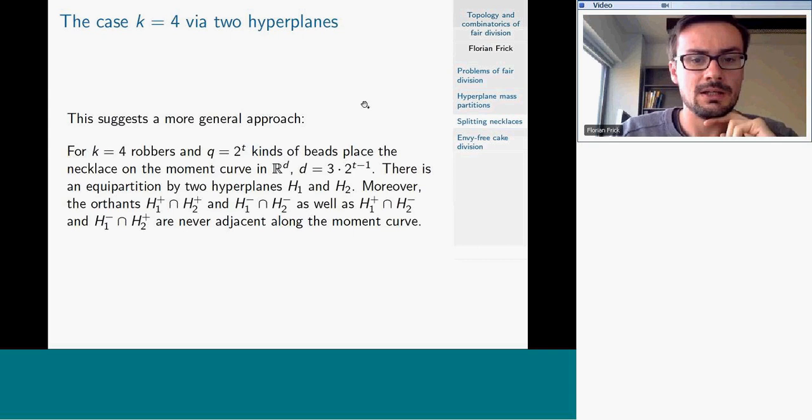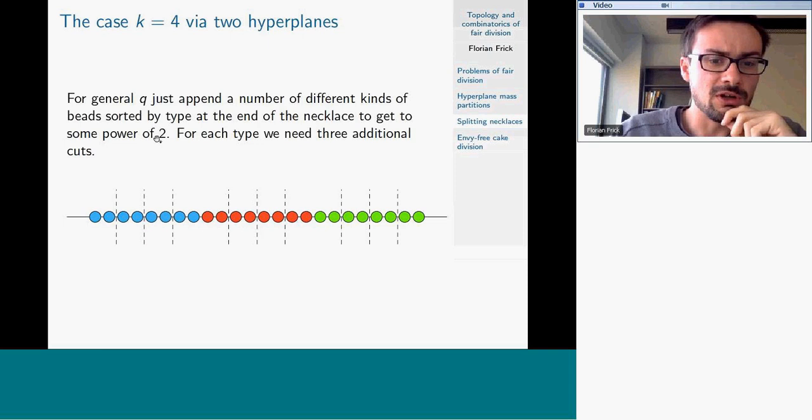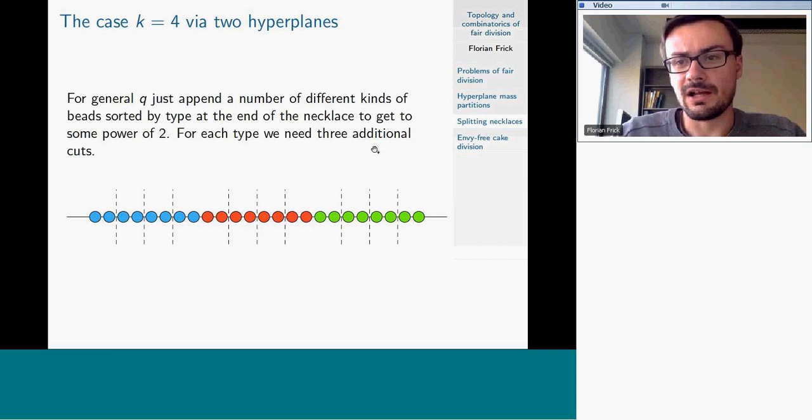So what if q is not a power of two? Well, take the sapphires and rubies and emeralds that you still have left from your last raid, and you move them to the end of the necklace, so that the total number of types of beads is a power of two. Now, to divide among four people, you need three cuts for every type of bead here at the end. So this is when q is not a power of two. This is the combinatorial reduction.